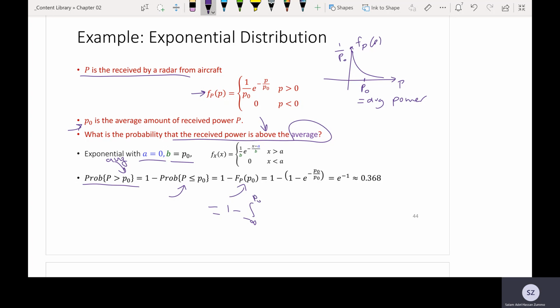However, where is it non-zero? In which range is the PDF non-zero? From 0, so you can just write it from 0. Let's write it as minus infinity, and then f of p dp. Then we write it as 1 minus the integral from 0 to p0 of what? Now we write the PDF. It's 1 over p0, e to the minus p over p0, dp. Now solve this, and it will give you this.